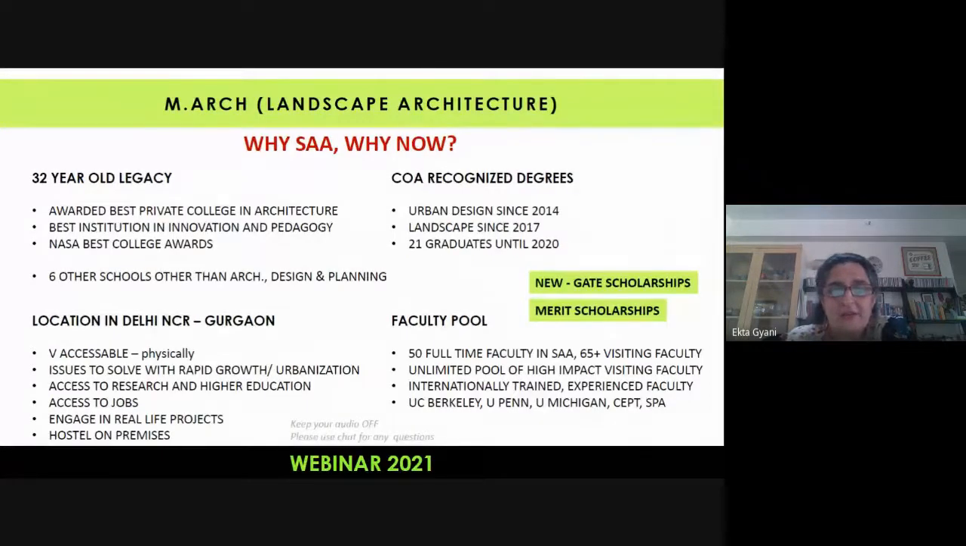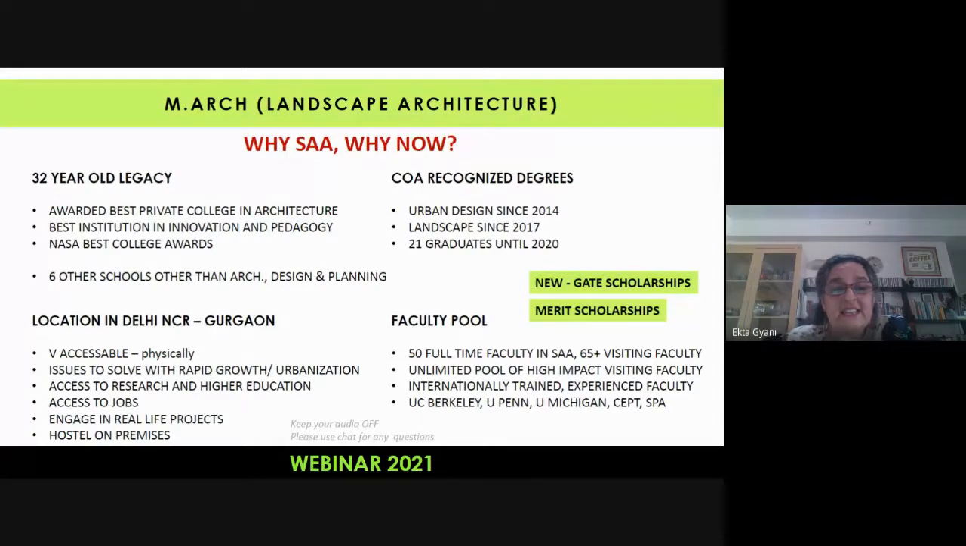Why SSA and why now? SSA Sushant School is 32 years old with a long legacy, lots of years of best private college in architecture, best institution in innovation and pedagogy. We every year win the best college awards at NASA's. As I told you, we are already COA recognized. Until last year, we graduated 21 students who are all doing fabulously, some of them in academia, but most of them in successful practices, either their own practices or working in large organizations.